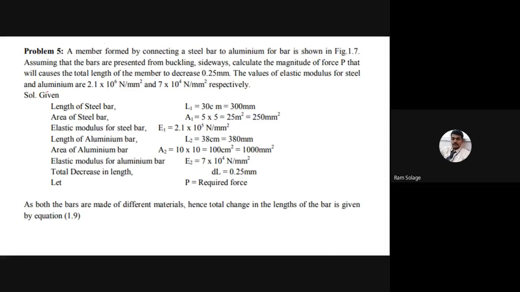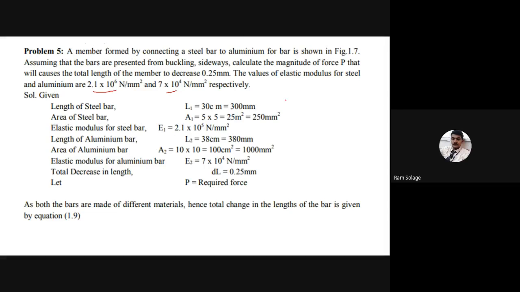How many sections are there in this problem? Two sections are given. Correct? Because they are giving two elasticities. One material is steel and the second is aluminum. They are giving different elastic values. E1 is for steel and E2 is for aluminum material. They are giving two different values. Now we'll draw the diagram.